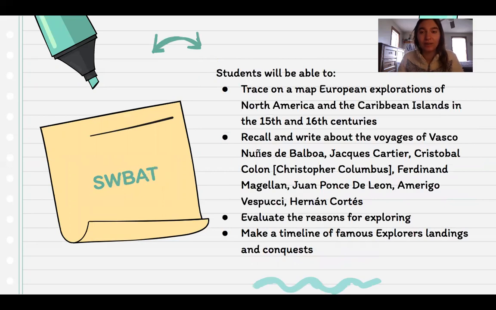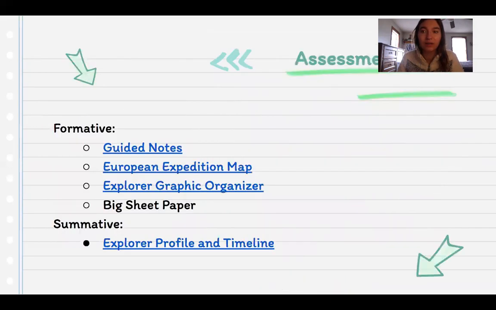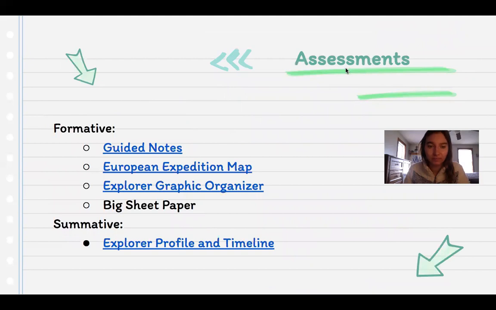So in the lesson, students will be able to trace a map of European explorations of North America and the Caribbean islands in the 15th and 16th centuries. Recall and write about voyages of all of the explorers that we'll be focusing on. They'll be able to evaluate the reasons for exploring, and they'll be able to make a timeline of famous explorers' landings and conquests. So here are all of my assessments.